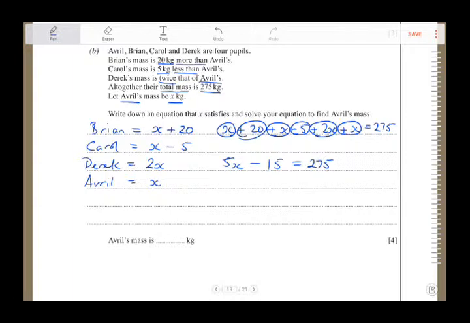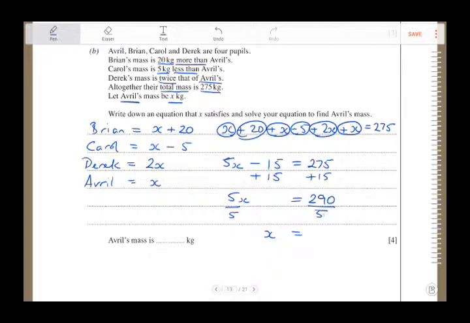So let's do that. To get rid of minus 15, we add 15. Do it that side, must do it that side. That gives us 5x. Didn't touch it, so it stays the same. Minus 15 plus 15 is nothing. 275 plus 15 is 290. And then to work out x, we divide by 5, both sides. And that gives us x equals.